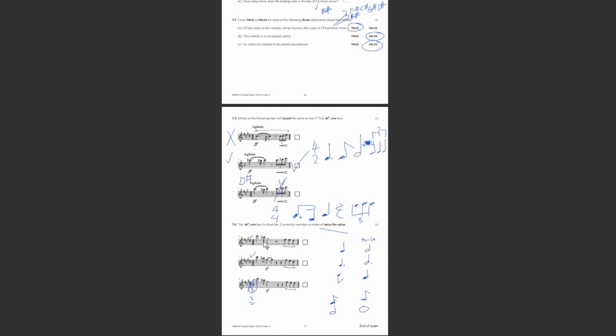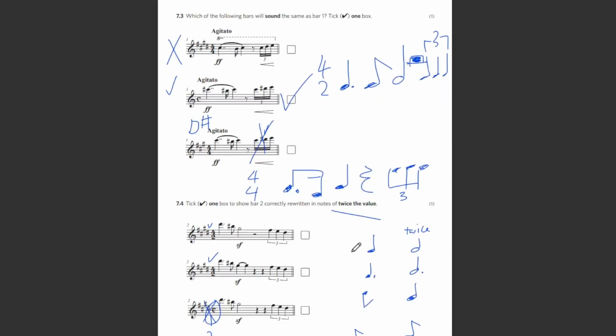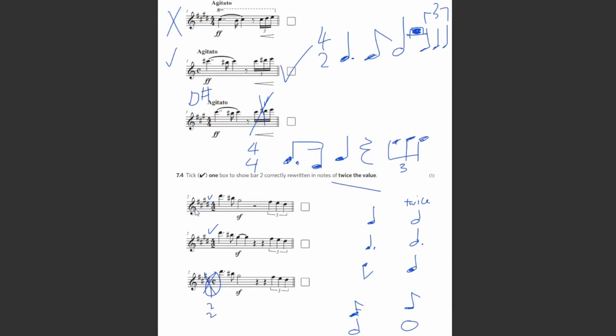Okay. So which one has this rhythm? Let's take a look. So we'll check these two only. So this is correct. Okay, so this will be the correct one. So the answer will be this. You might be wondering, oh, this is the same as this, right? But because we just want to double this, we will split it into this.